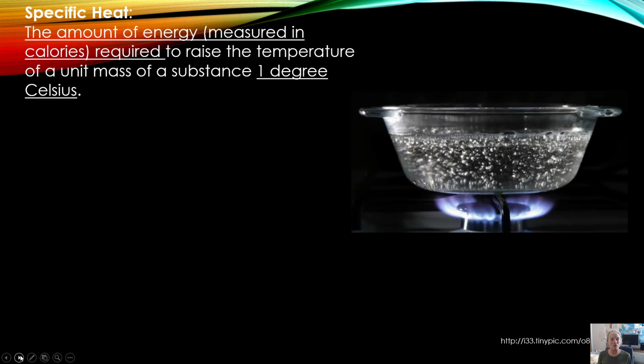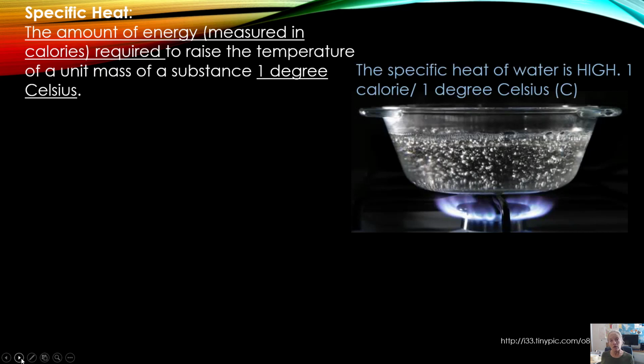All right, a couple other definitions. These ones are kind of tricky because they're very similar. Specific heat. They should be in your book, by the way, so if you need to look them up. Specific heat is the amount of energy, measured in calories, to raise the temperature of a unit mass, that means a certain amount of something, 1 degree Celsius. So here it looks like we're raising the temperature of a clear liquid, maybe it's water, maybe a cup of it. And what's important for us is the specific heat of water.